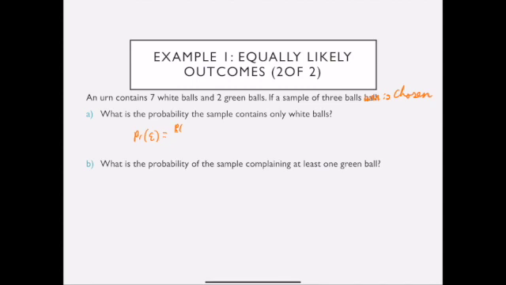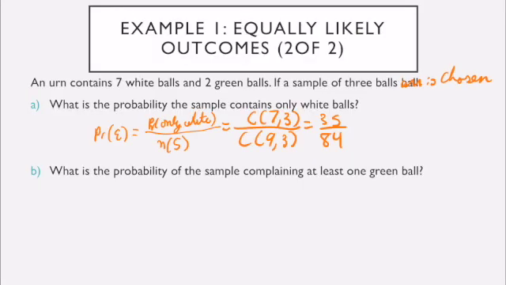Well, what's the size of my sample space? How many options are there? Well, I have 9 balls total, so there's going to be 9 choose 3 different possible samples. And I want to know which ones contain only white balls. So how many ways can I choose 3 out of 7 white balls? That's going to give me 35 over 84.